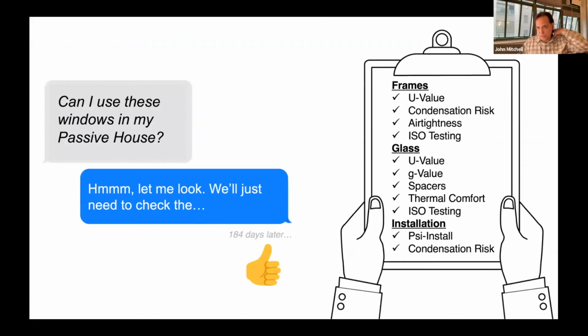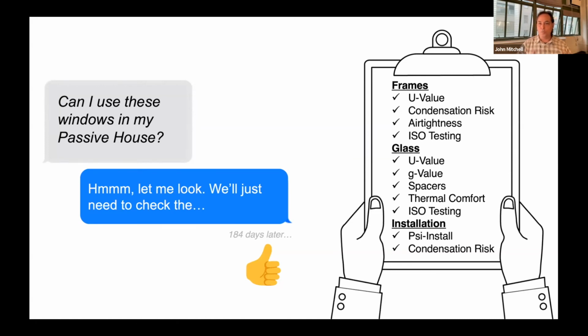Okay, so the homeowner asked us a simple question. Can I use these windows in my passive house? And sometime later, we can say, why, yes, you can. But it's not a straight path, and it takes time.